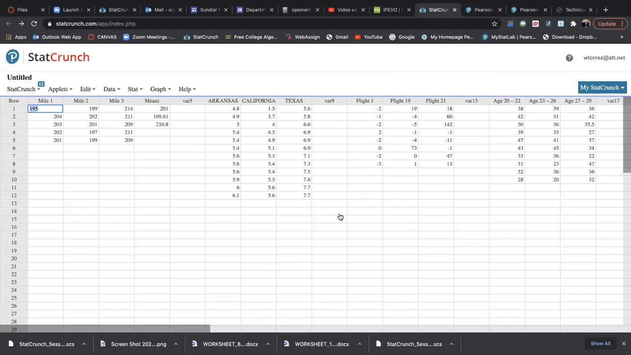And then the final step would be to calculate the critical value. Let's go back to our document.